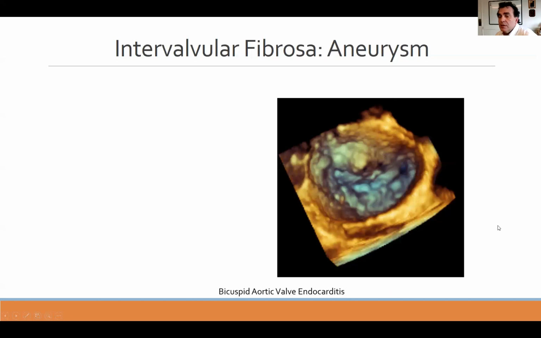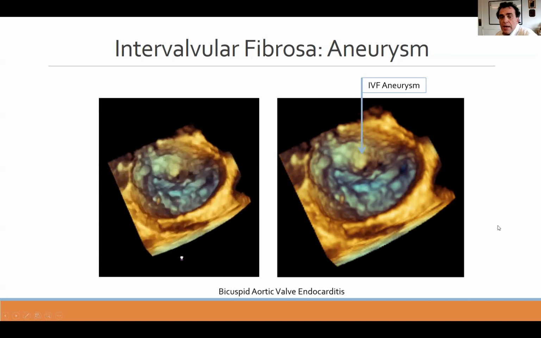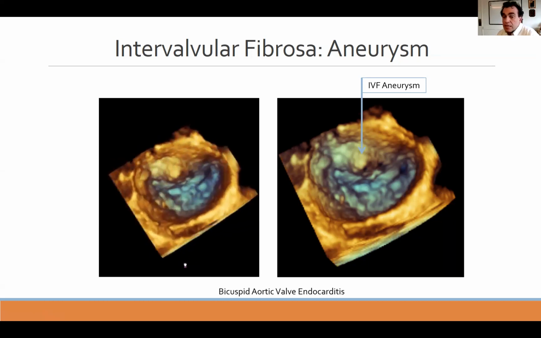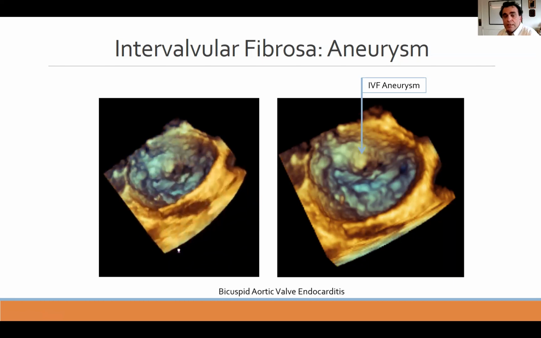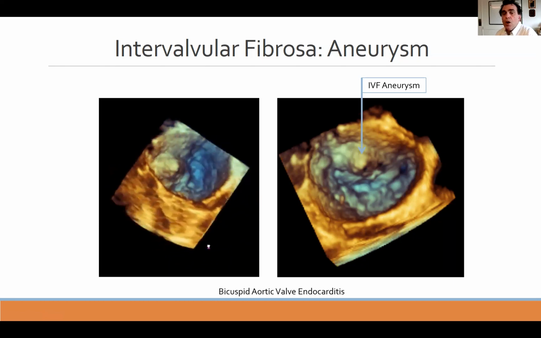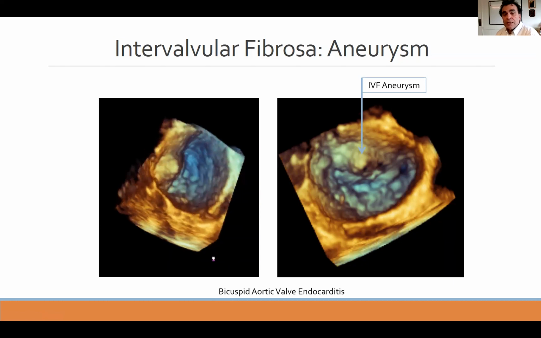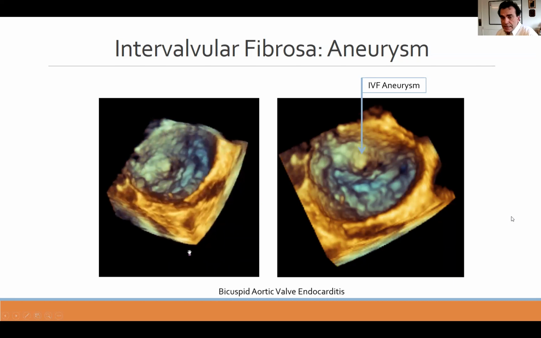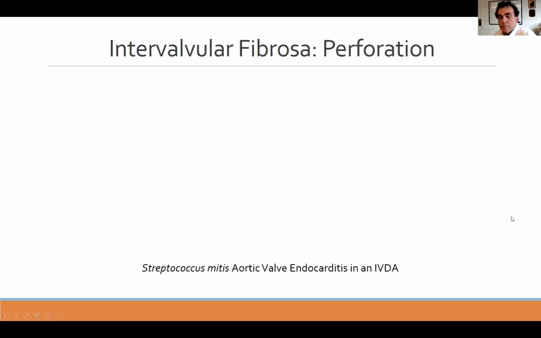Again, we can look at this on 3D imaging. This is aneurysm of intervalvular fibrosa. And as I move the image side to side to better visualize this protuberance of the intervalvular fibrosa just above the mitral valve, seen on the modified surgical view of the mitral valve.